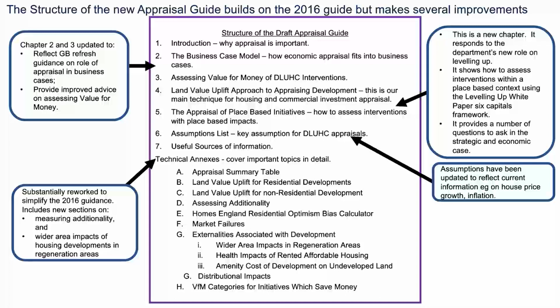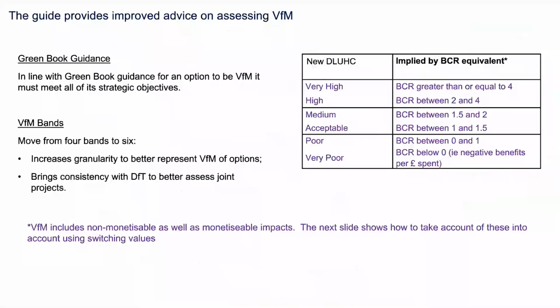What I'm going to do is talk through three of the key areas. So I'm going to talk about assessing value for money, chapter 3, land value uplift, chapter 4, and then I'm going to talk about the appraisal of place-based initiatives. So if we move on to the next slide, that would be great.